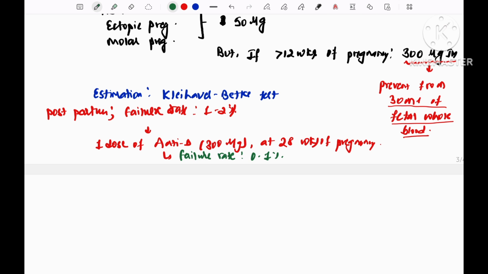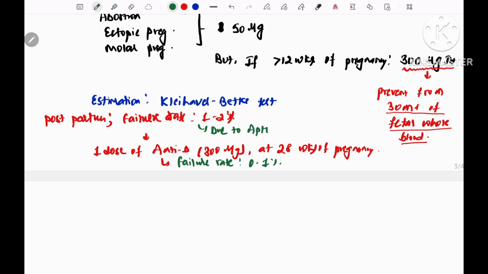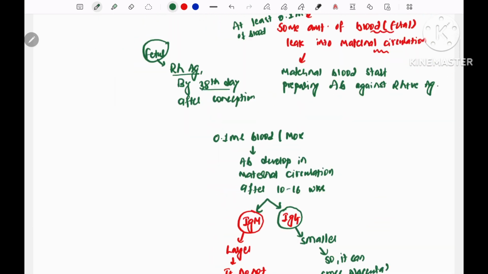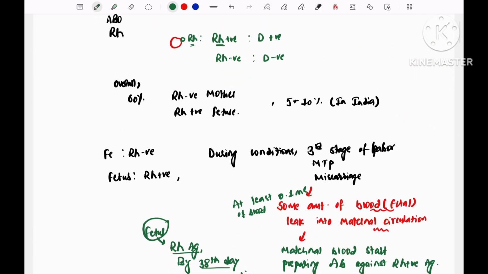If a single postpartum anti-D injection is given, there is a failure rate of 1 to 2%. Why? It is because there may be antepartum hemorrhage, so there can be failure. So we give one dose of anti-D initially, in order to decrease the failure rate to 0.1%. So with this, the topic of hemolytic disease or erythroblastosis fetalis is completed.